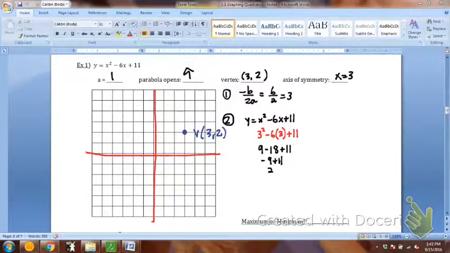Now we said our parabola opens up. Okay, so I'm going to open it up. And I don't really care right now how wide or narrow it is. So just draw a parabola opening up.